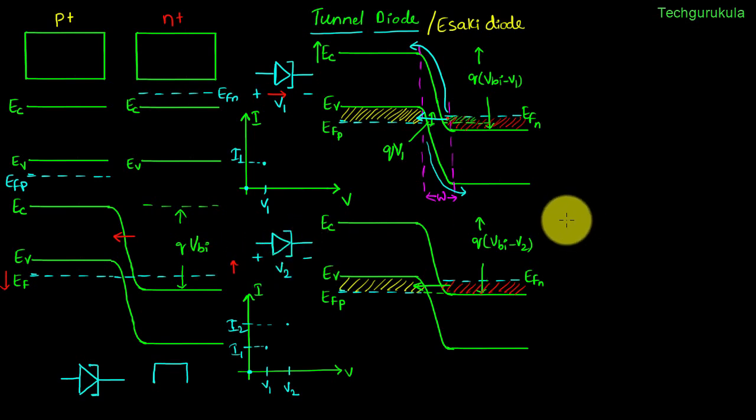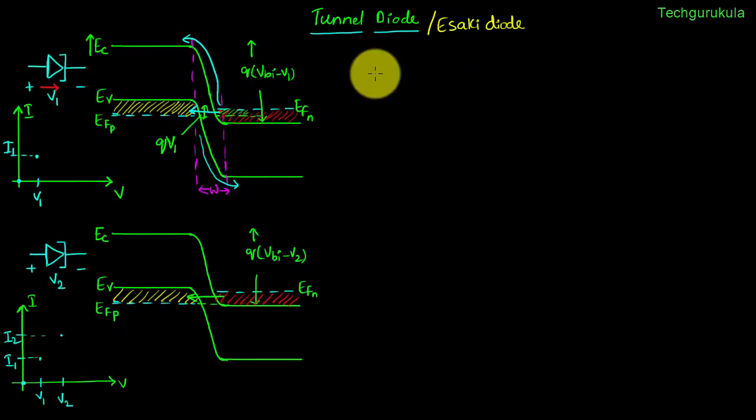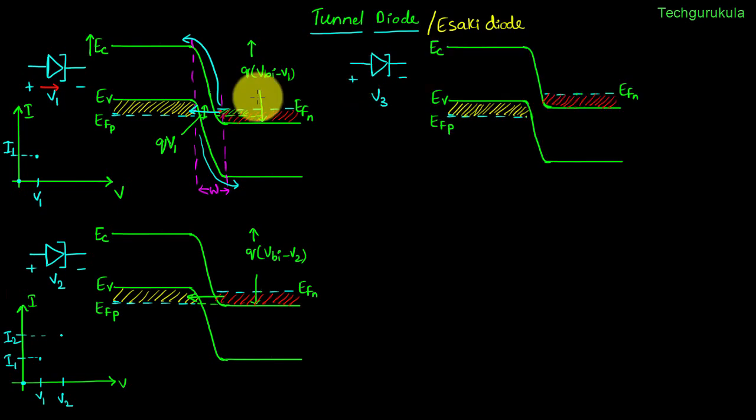To accommodate more space, I'm removing this part of the slide. Now let us apply more forward bias voltage to the tunnel diode. Let's say now we're applying V3, which is greater than V2. Now the energy band diagram would look like this, where EFN compared to the V2 case would have gone up, and EFP compared to the V2 case would have gone down.